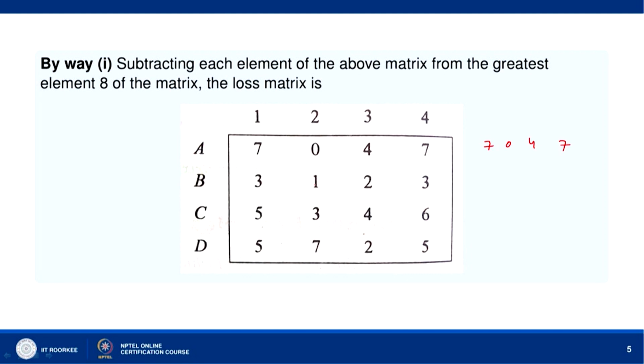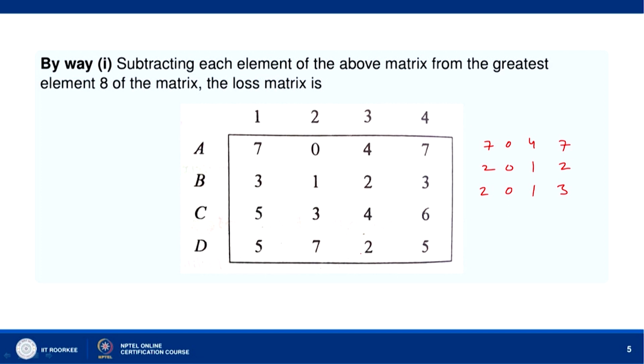Then we subtract the smallest element of the second row from all other elements of the second row. So, 1 we subtract from 3, we get 2, then 1 minus 1 is 0, then 2 minus 1 is 1, then 3 minus 1 is 2. The smallest element of the third row is 3. So, 5 minus 3 is 2, 3 minus 3 is 0, 4 minus 3 is 1, 6 minus 3 is 3.